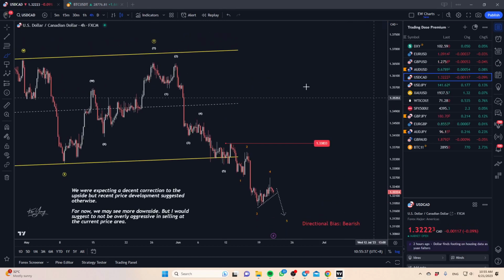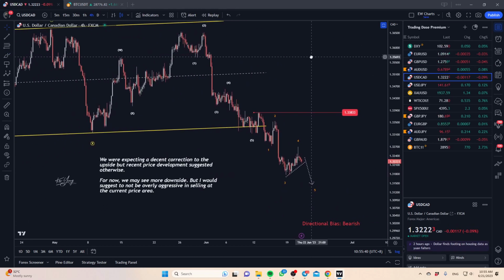Then in terms of dollar Canadian, we have updated the buys a little bit. Right now, we're expecting a little bit more downside in the short run simply because of this little structure. Initially, we were expecting that this is the bottom and we'd see a decent bounce back, a retracement up, but we did not get it, right?